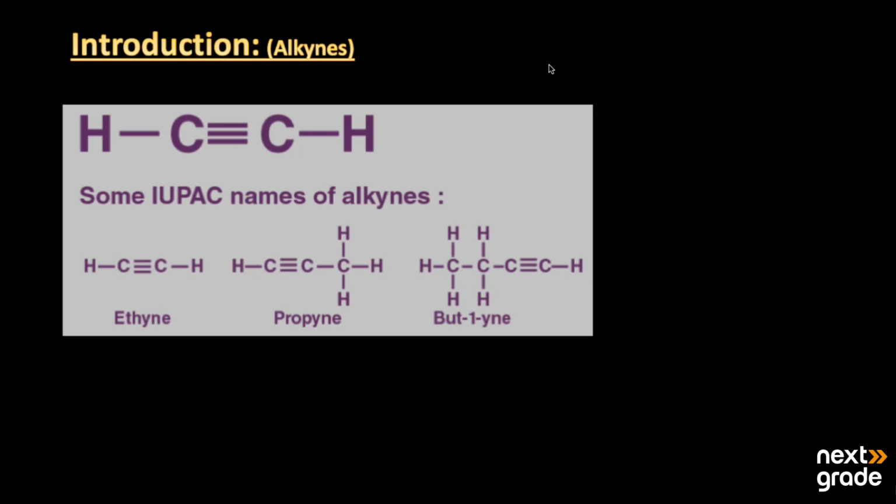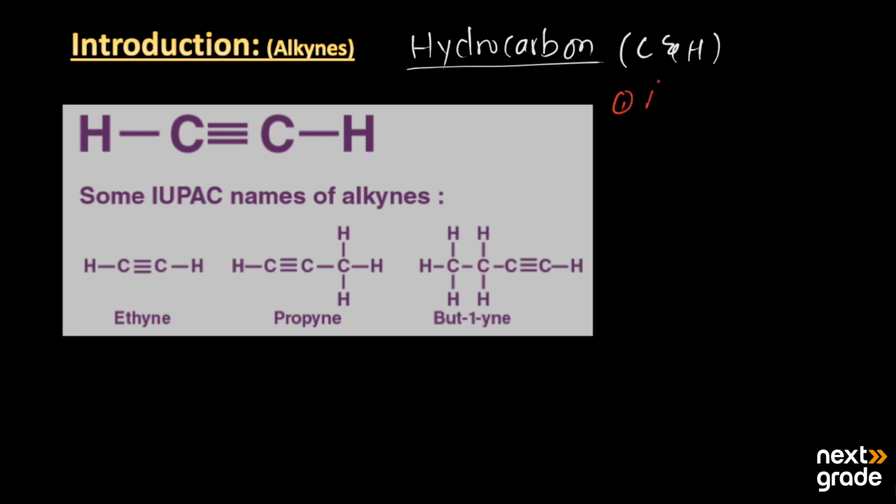So the topic we are going to discuss today is alkynes. As we have already learned about the three classes of hydrocarbons, these are basically compounds that contain both carbon and hydrogen, known as hydrocarbons. And hydrocarbons have been divided into mainly three classes. The first class is alkanes, the second class is alkenes, and the third class we have is alkynes. So here we will discuss the alkynes.